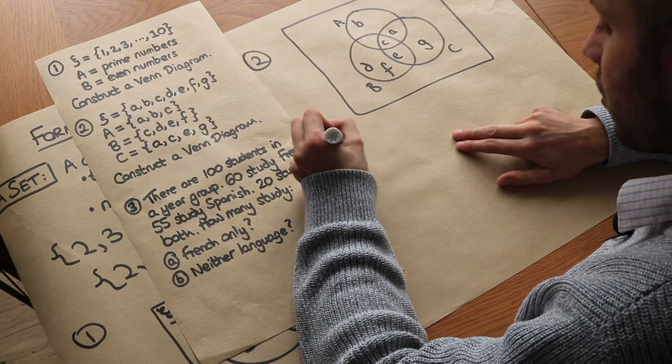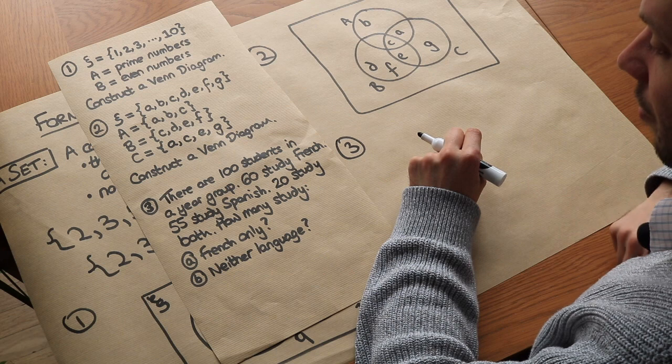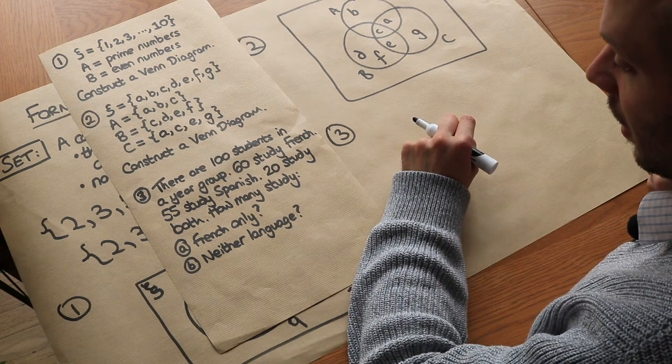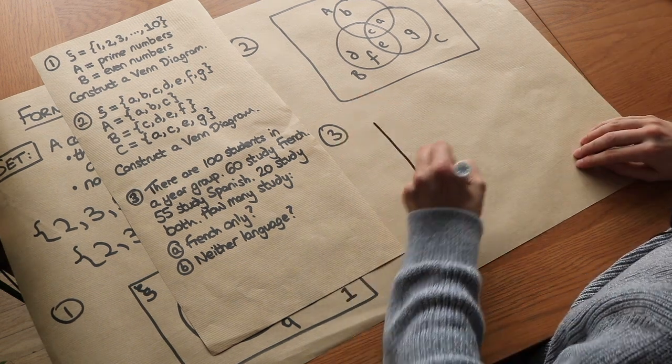Now what about question 3? There are 100 students in a year group. 60 study French, 55 study Spanish, 20 study both. How many study French only and how many study neither language? So let's do our Venn diagram.